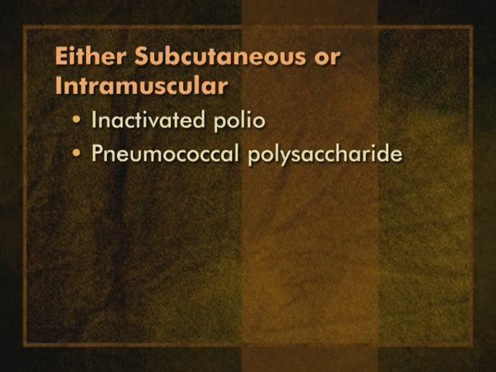Two vaccines, inactivated polio and pneumococcal polysaccharide vaccines, can be administered by either the subcutaneous route or the intramuscular route. For these two vaccines, neither the vaccine manufacturer nor ACIP recommends one route or the other. With IPV and pneumococcal polysaccharide, the clinician can choose the route. For all other vaccines, the manufacturer's recommended route should be used.